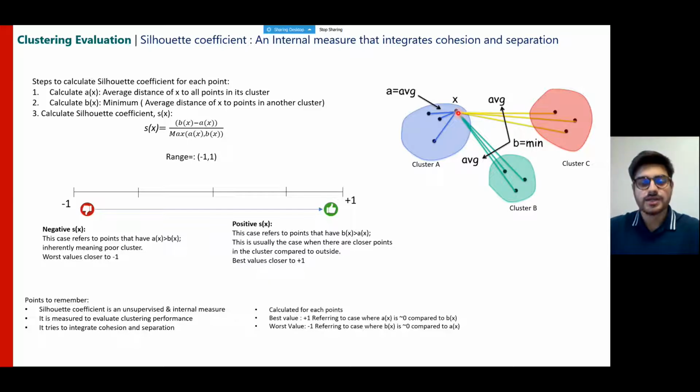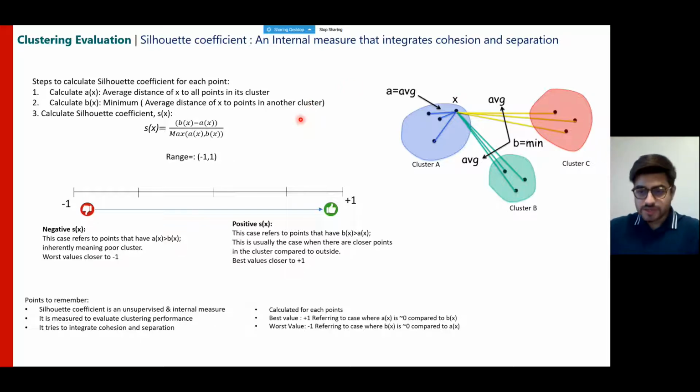We then calculate B. To do that, we first calculate the average distance of this point X to points in cluster B, all of them, and take the average. Then we take the distances of X and points in cluster C and take that average. So we do that for all the clusters where X does not belong, which is k-1 clusters. With these average distance values, we then take the minimum value. So we take the closest cluster to the point X. Then to calculate the silhouette coefficient, we use this formula, which is B minus A upon the maximum of A and B.